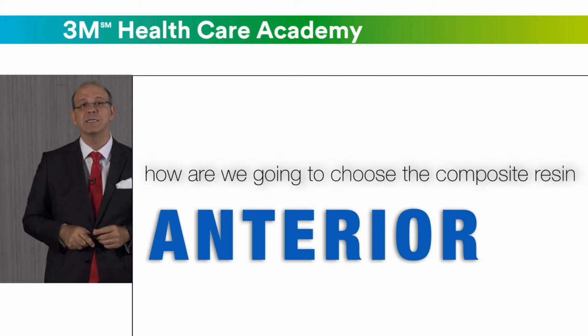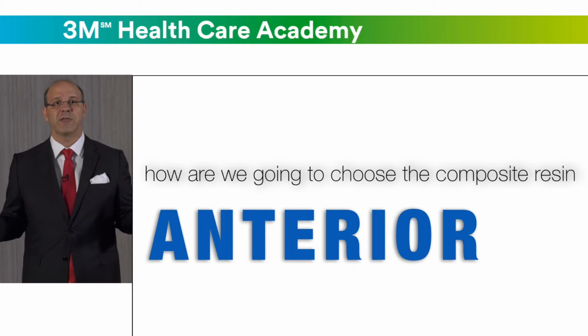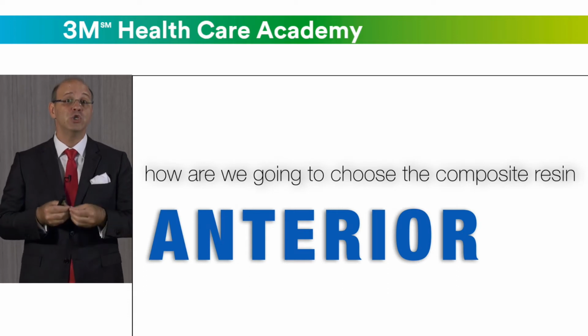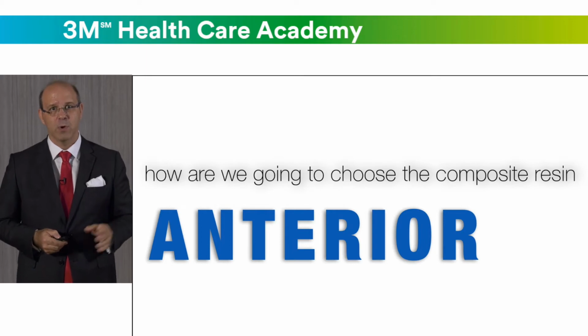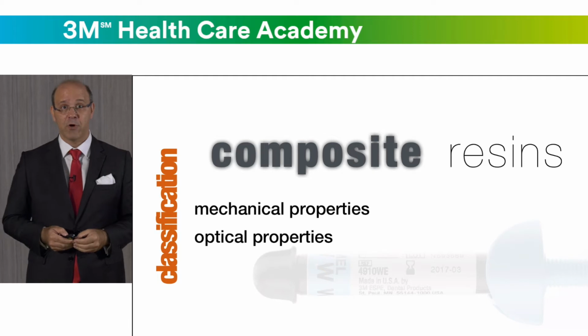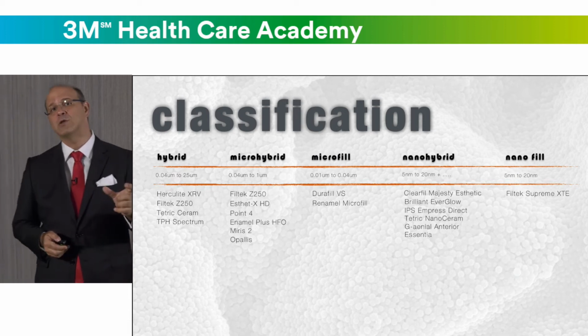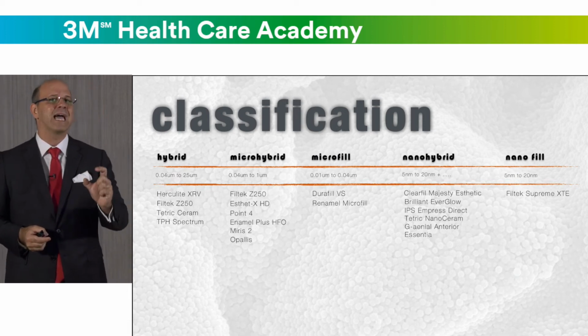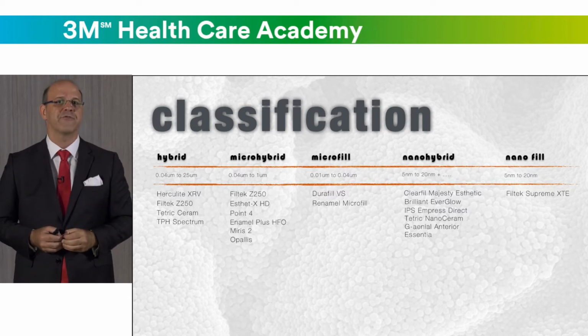Another question is, I have my composite resin, but I have different kinds of composite resins. Which one should I choose for my direct anterior restorations? Well, we can choose a composite resin by the mechanical properties or by the optical properties. The mechanical properties correlate with the size of the fillers inside of the composite resin. We have different ones nowadays.